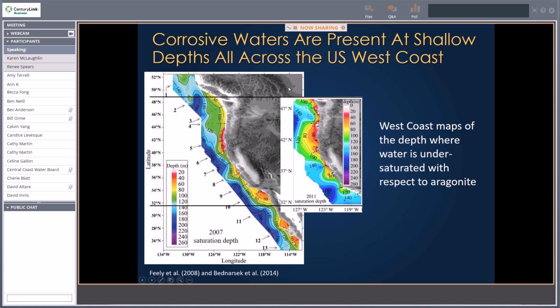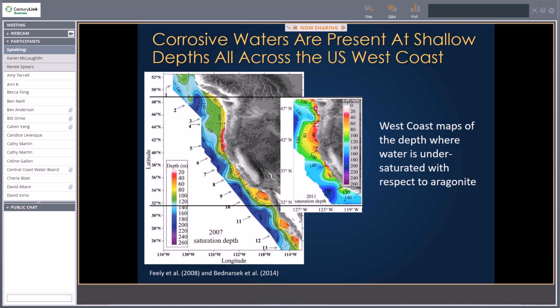Okay, so acidification is not a future problem that we're going to have to deal with down the road. It's a problem that's happening right now all along the coastline. So right now I'm showing you two maps. The left one is from a survey in 2007, and the right is from a similar survey in 2011. And the maps show the depth to where the aragonite saturation state is 1.